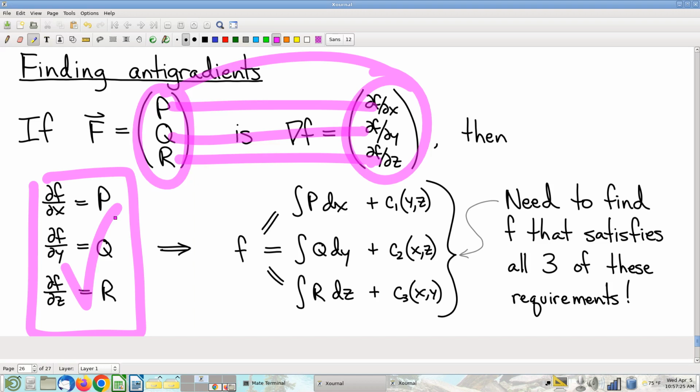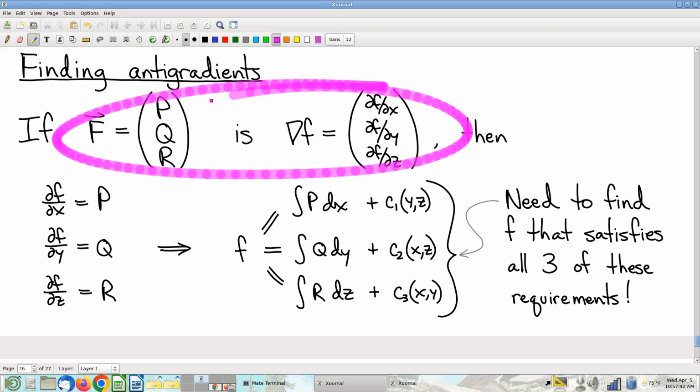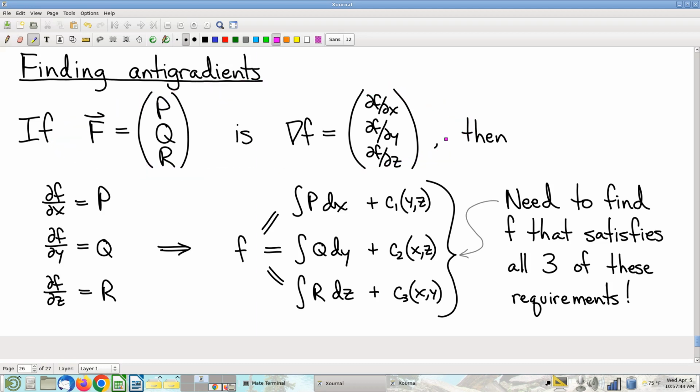All three. P has got to be partial of f with respect to x, and Q has got to be partial of f with respect to y, right? If you have two vectors that are equal, then their coordinates are all equal. So, the way that I decide then as to whether it is a gradient is by trying to find a function f that satisfies these three equations. And now let me rephrase that. I need to find a function f that satisfies these three equations.